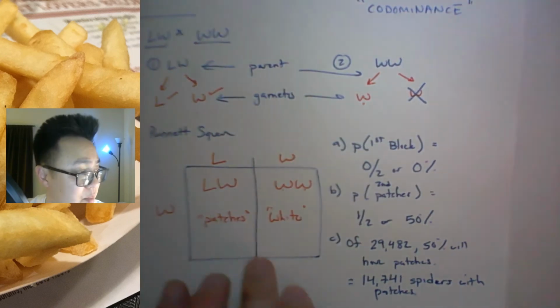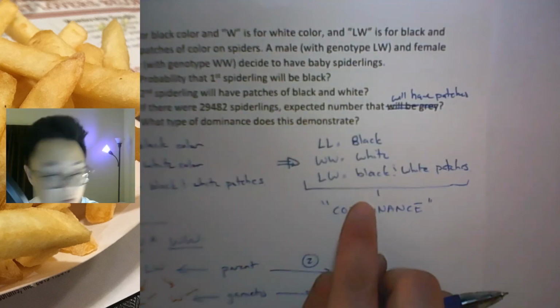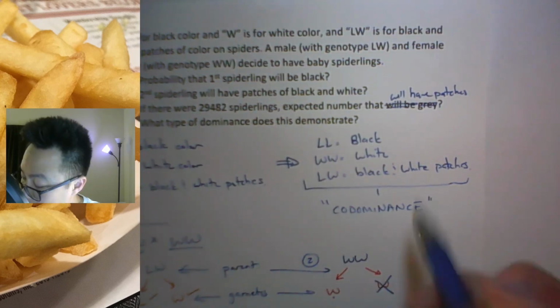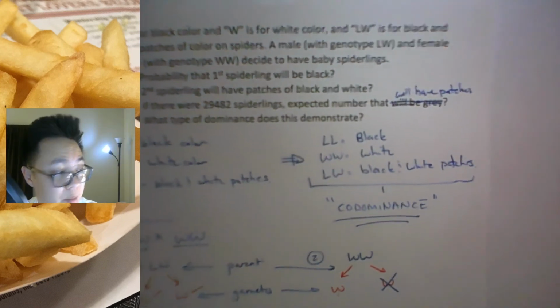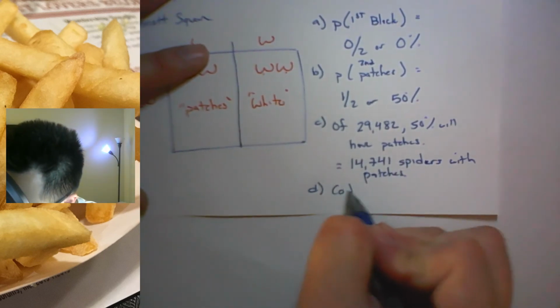And then lastly, part D is asking, what type of dominance does this demonstrate? Well, according to what we know, again, it's codominance. So the answer to part D here is codominance.